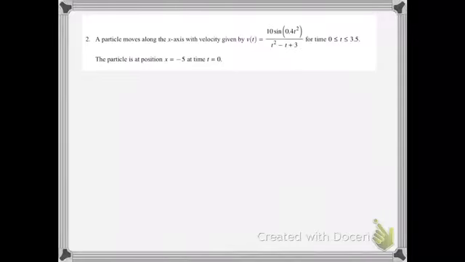All right, this is question 2 from the 2018 AB Calculus test. This is taken straight from their website, straight from the problem. A particle moves along the x-axis with velocity given by that equation v of t. Looks nasty, but you have a calculator, so no big deal.